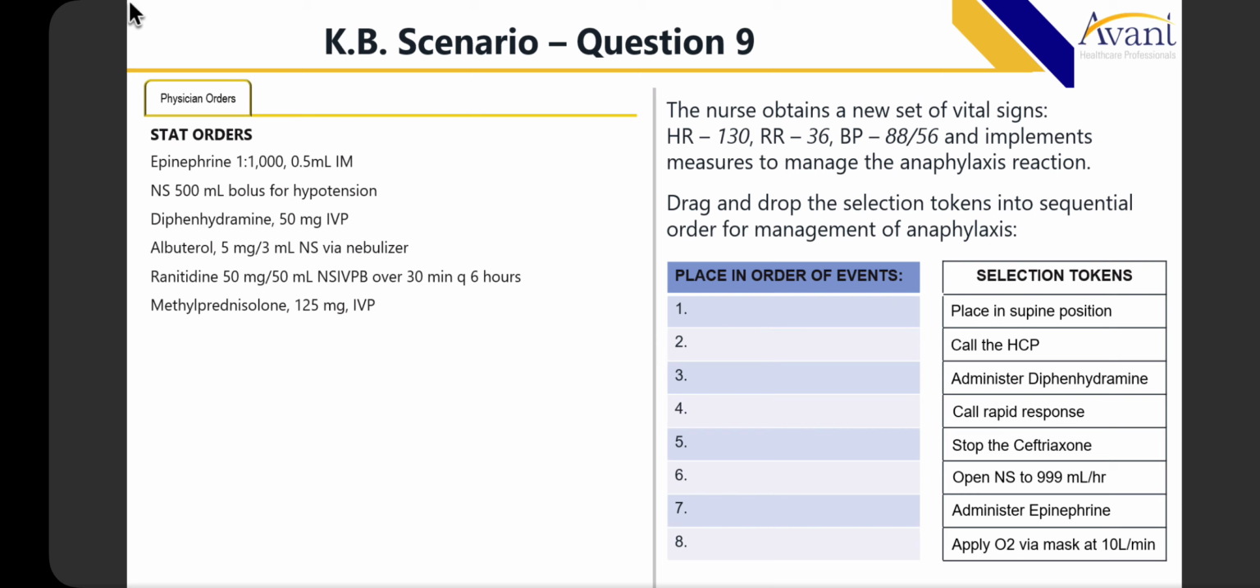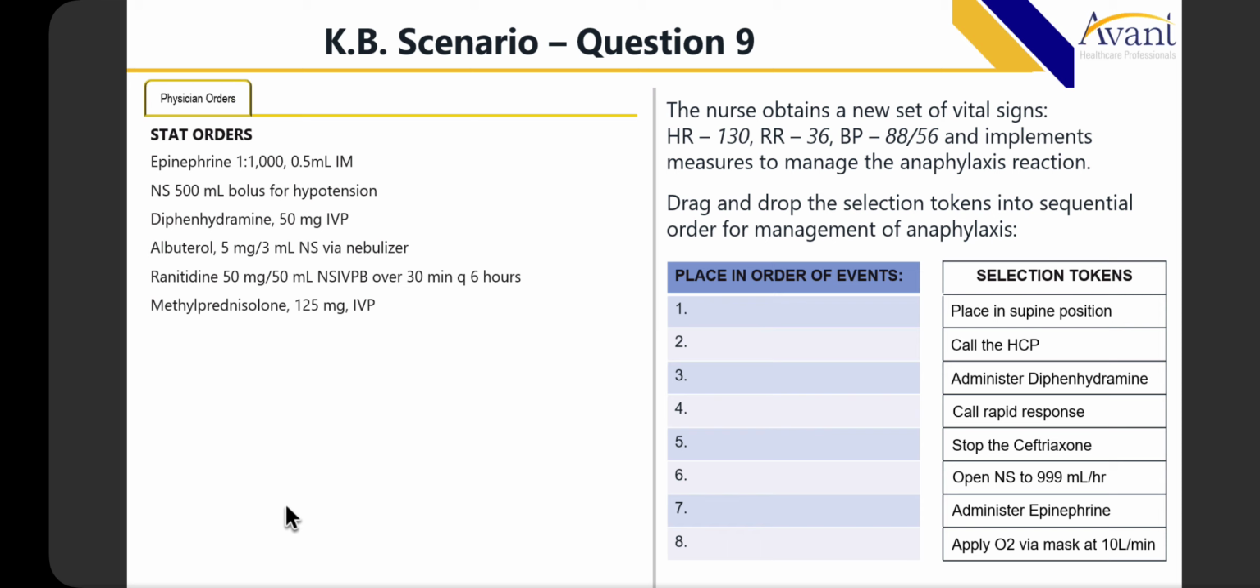So we're going to look at this list and we're going to put it in order. What would we do first? Think about what's going on with this patient. So let's go through this and first start out with what would be number one. Would we place the patient in supine position? Do you think that would be the priority? Is it call the HCP? Administer diphenhydramine? Call rapid response? Stop the ceftriaxone? Open the normal saline? Administer epinephrine? Apply O2. Which of these do you think should be first? You can just put a number, 1, 2, 3, 4, 5, 6, 7, 8, if you prefer to do it that way.